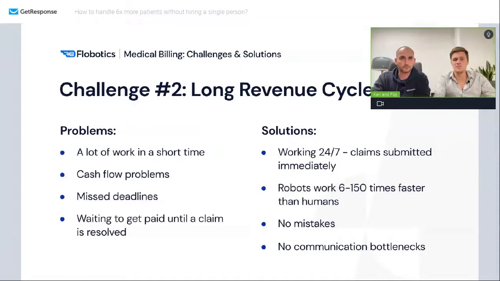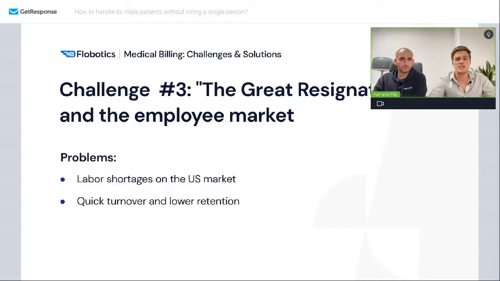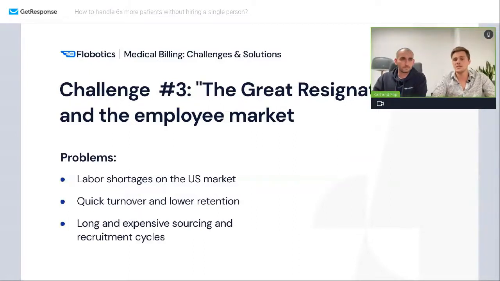Absolutely. So the third problem, something much more general, doesn't only touch healthcare, it touches probably the whole American market at this point, is the so-called Great Resignation and the employee market. Labor shortage on the US market is visible everywhere. It seems that we have to pay more for the same quality or even sometimes worse quality of workers. And the quick turnover makes hiring processes and training processes much more expensive.